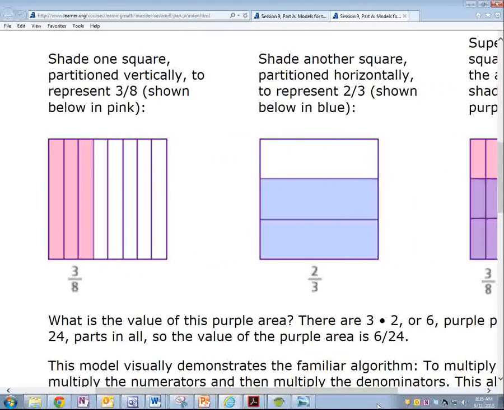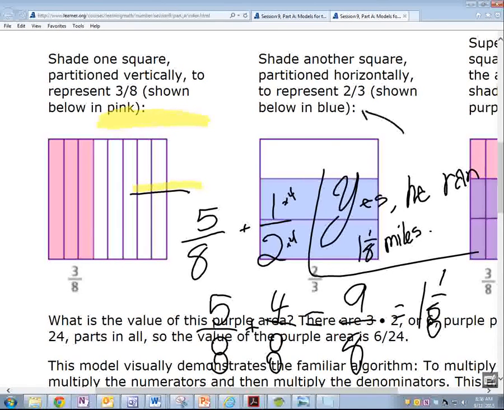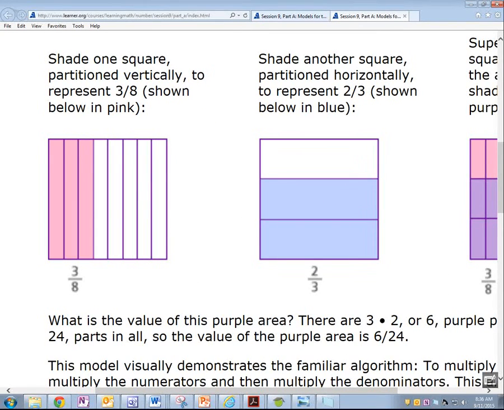So we have, shade 1 square, partition vertically to represent 3/8 shown below in pink. See how that's 3/8 shown in pink? We have 8 of them separated out just to show you sections. So we have 3 of the 8 that are done. Then we have another shaded square that represents 2/3 shaded in blue. That's not a frowny face. That's a close parenthesis, then a semicolon, then a colon.